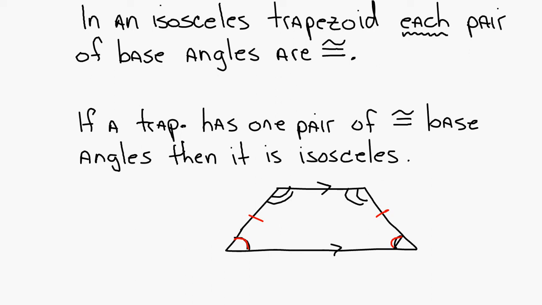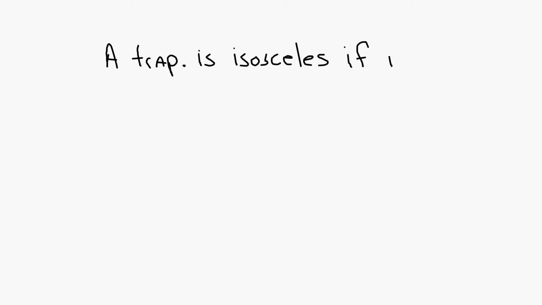If one pair of base angles is congruent, then the trapezoid is isosceles, and that means the other pair of base angles are congruent and the legs are congruent. And one more property here: a trapezoid is isosceles if its diagonals are congruent.